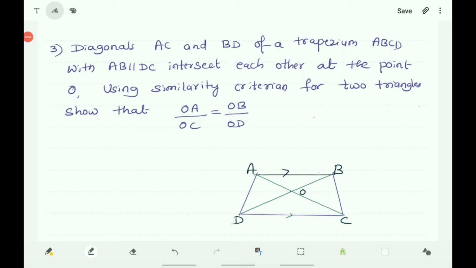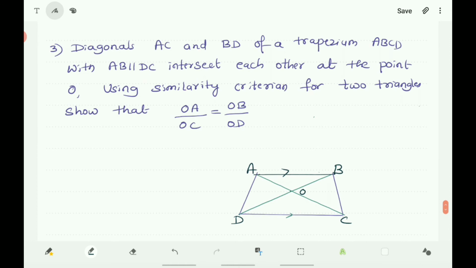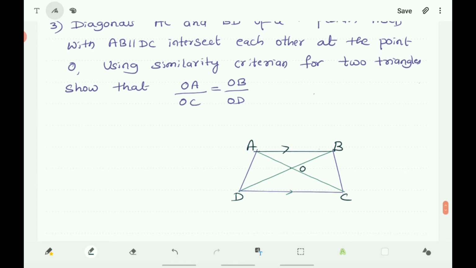Third question: diagonals AC and BD of a trapezium ABCD with AB parallel to DC intersect each other at the point O. Using similarity criterion for two triangles, show that OA by OC is equals to OB by OD. It is given that ABCD is a trapezium in which AB parallel to DC, and the diagonals AC and BD intersect at O. So let us note down that.